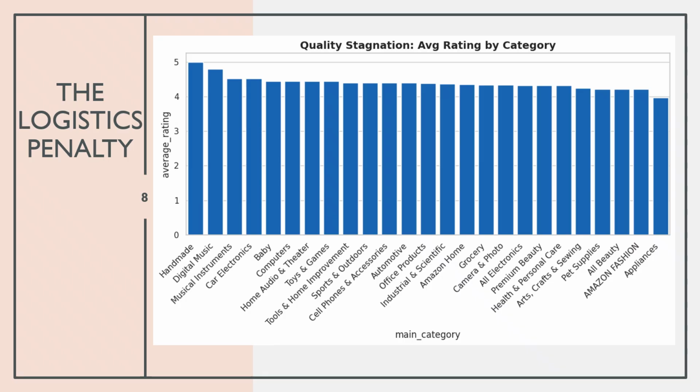Insight 4 examines the logistics penalty. As shown in Chart 3, average ratings remain remarkably stagnant across all categories. This proves that higher unit prices are not buying you a better rated product. Whether you are in a high tax category or a baseline one, the consumer perceived quality remains exactly the same.